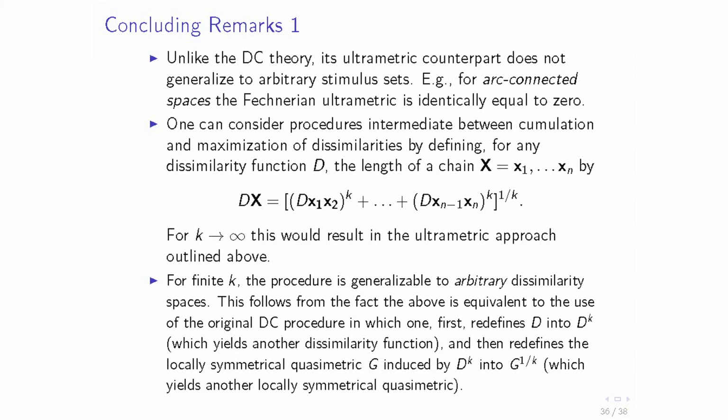This follows from the fact that this is equivalent to the use of the original cumulative theory procedure in which one first redefines d into the kth power of d, which yields another dissimilarity function, obviously, and then redefines the locally symmetrical quasimetric g induced by the power of d into g to the kth root of g.